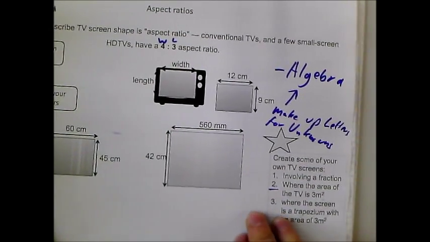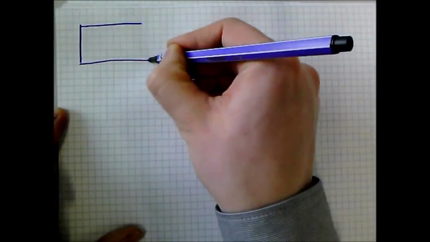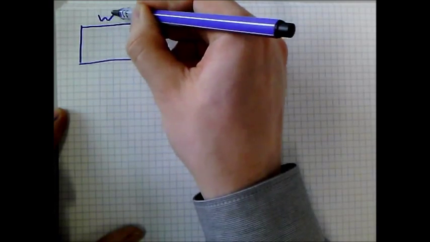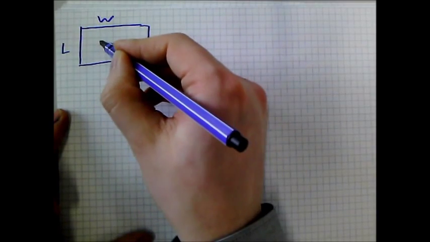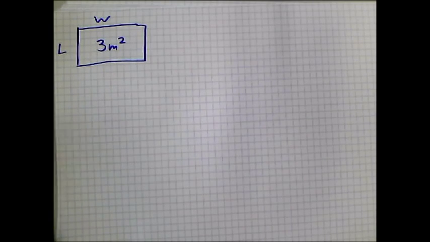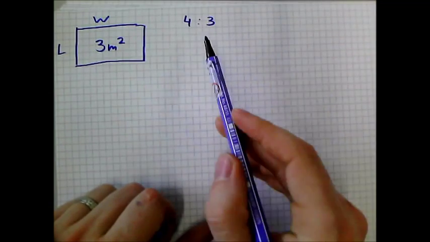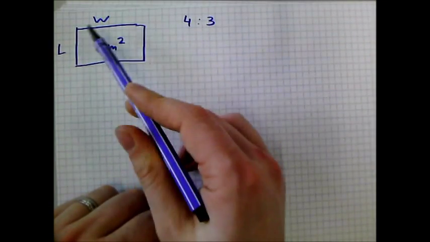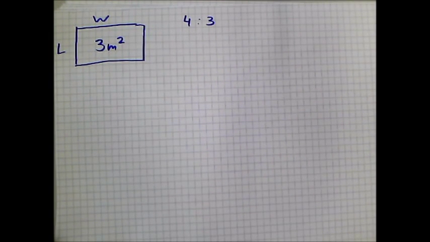Okay then, so let's go about working with this problem. I've got a bit of paper here, and I'm going to have my TV screen. My TV screen has a width and a length, and I know that the area of this needs to be 3 meters squared. Now, what I could do is use my aspect ratio 4:3 and just guess various numbers that the width and length can be, and see if it works. But we want to be a little bit more mathematical than that.